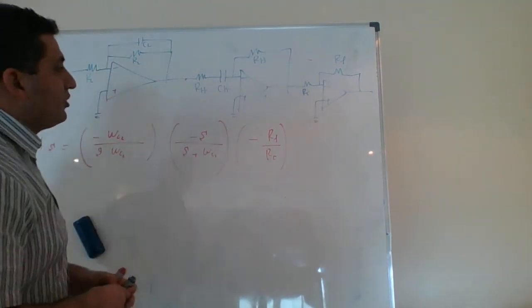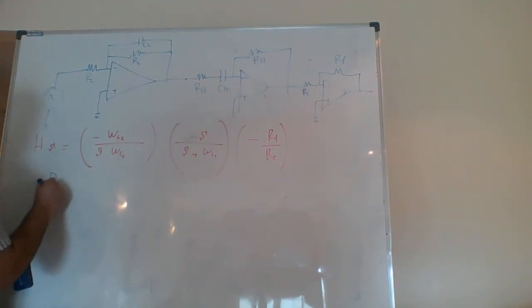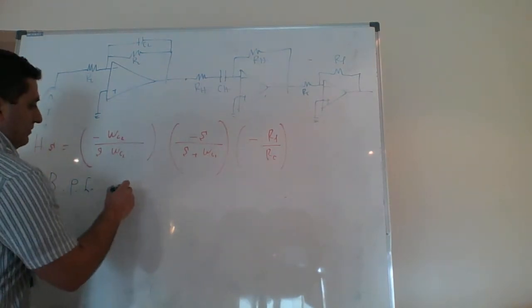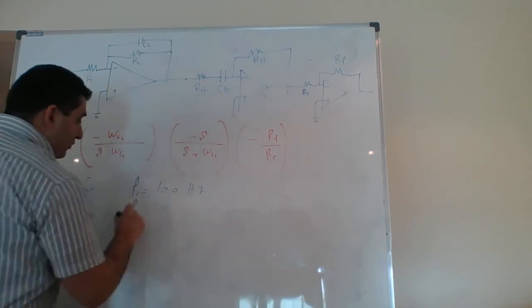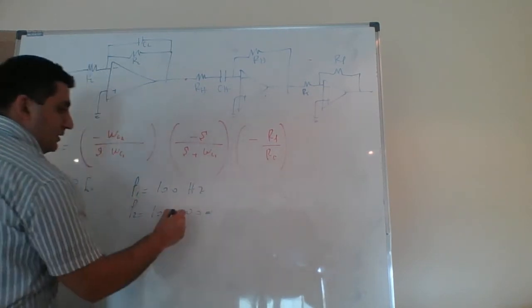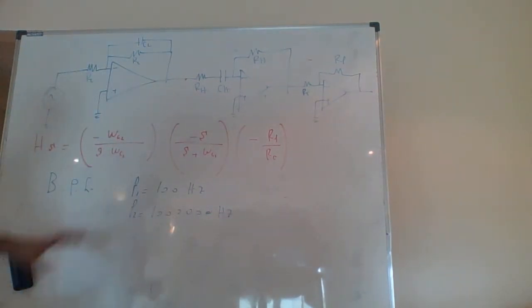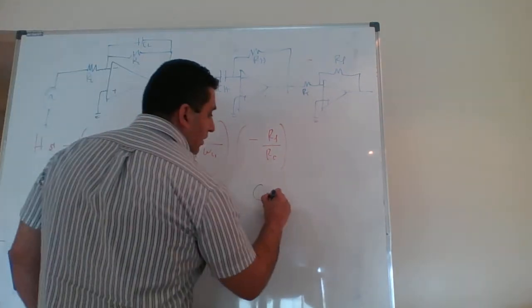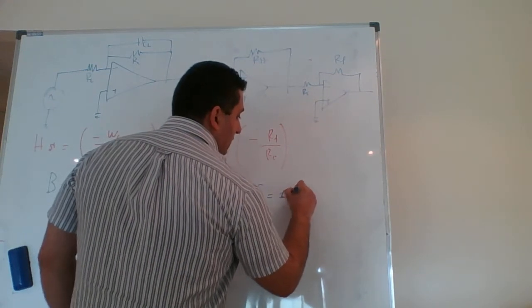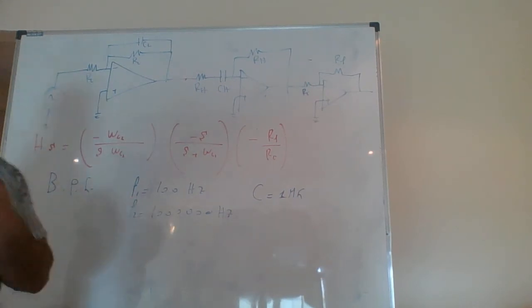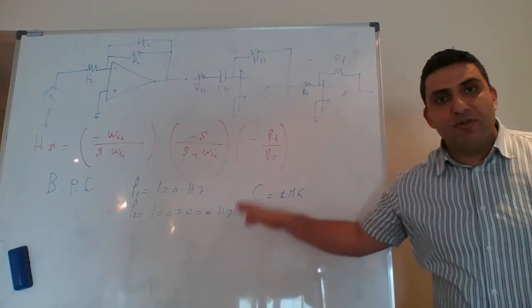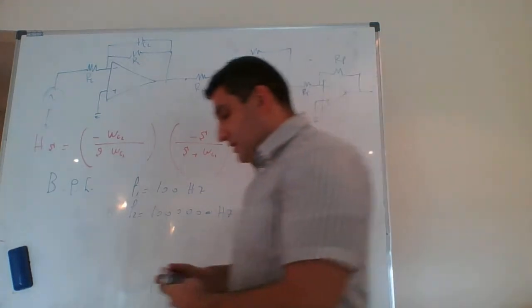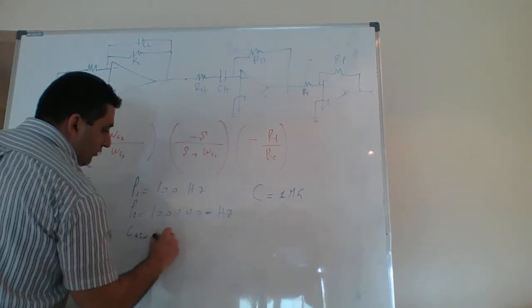If I asked you now to design, for example, a band pass filter that has cutoff frequencies allowing only frequencies between F1 equal to 100 Hz and F2 equal to, for example, 1 million Hz. For example, a figure of speech. And like before, we have only one type of capacitor, equal to, for example, one microfarad. I have only one capacitor available. I have my choice of resistance. Do you want a gain? It's up to you. For this example, I want to use a gain of one. Let's design the system.